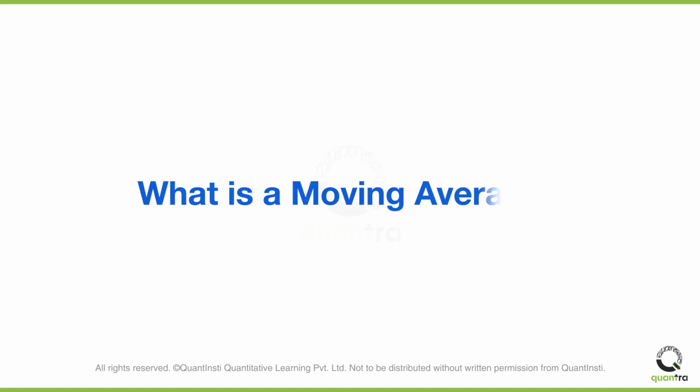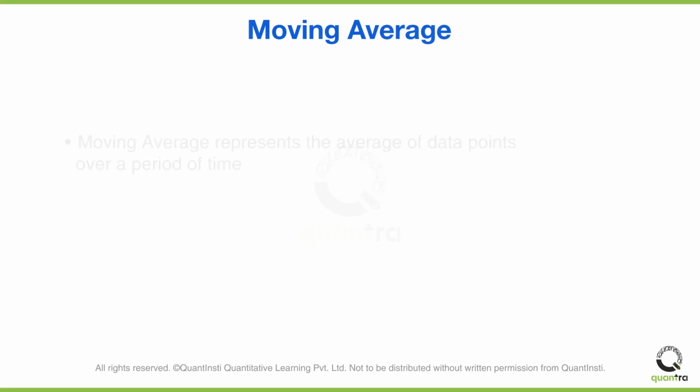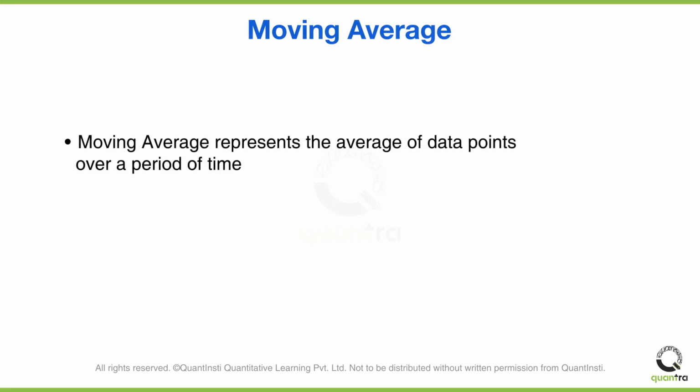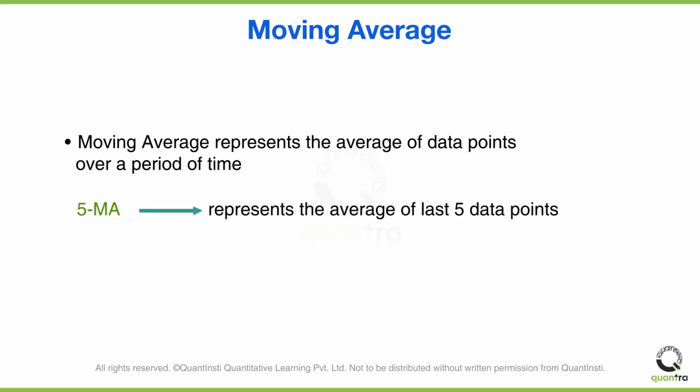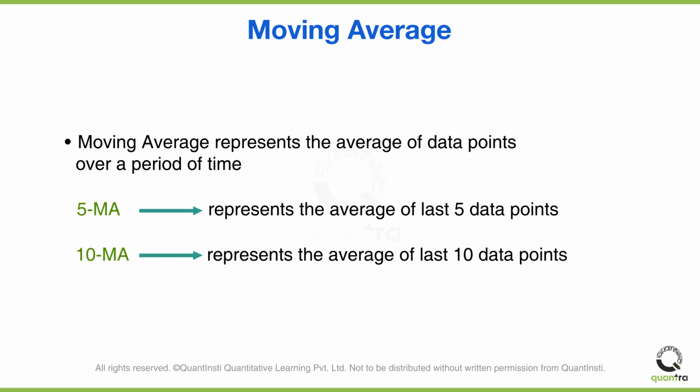What is a moving average? A moving average is also called a rolling average. It's simply the average of the specified data points over a selected period of time. For example, a 5-moving average represents the average of 5 data points, and a 10-moving average represents the average of 10 data points.